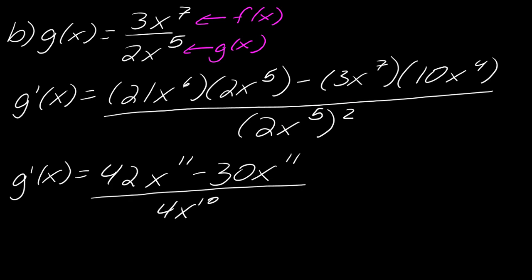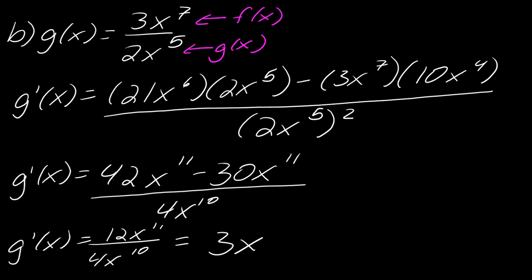Okay, so now we want to work this out as far as possible. 42 minus 30 is 12x to the 11th over 4x to the 10th. Now let's simplify that all the way. This just comes out to 3x. Interesting. All right, so I've got the derivative, so let me make some space.